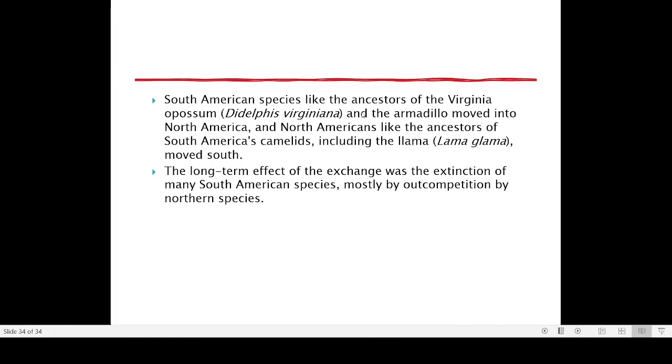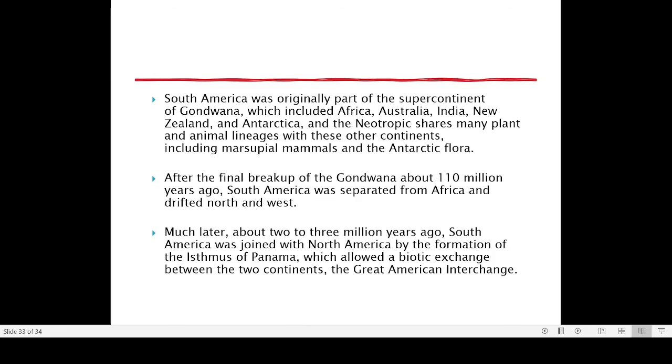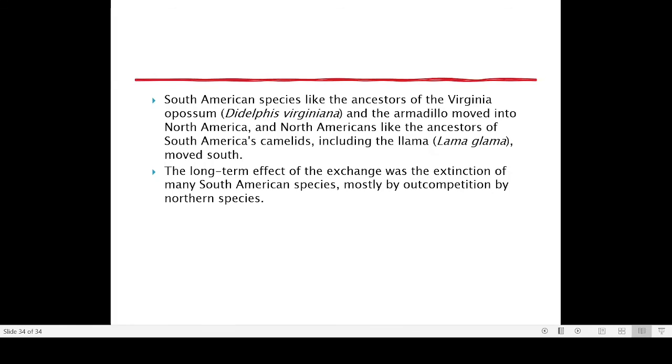Then many species like ancestors of Virginia opossum and armadillo moved from North America to South America, and ancestors of camels and llama also moved from North America to South America. So it was this Great American Interchange or Great American Migration that was responsible for the presence of many North American species in South America and southern species in North America. And so these are some of the features of the animals.